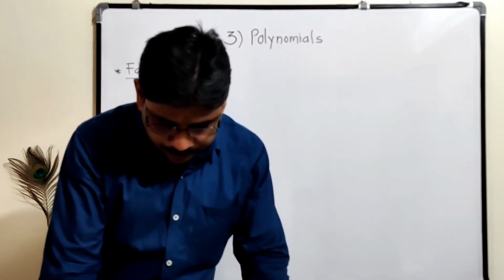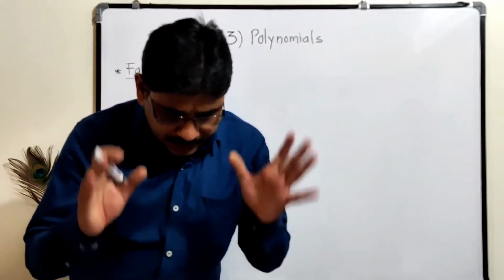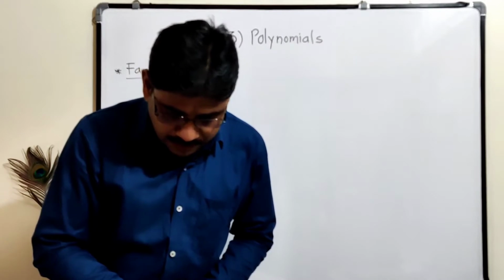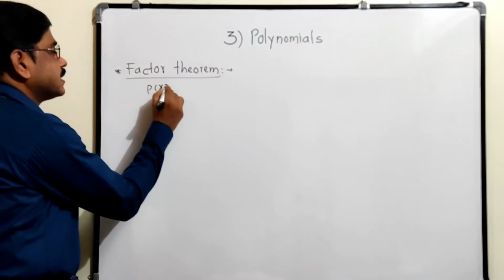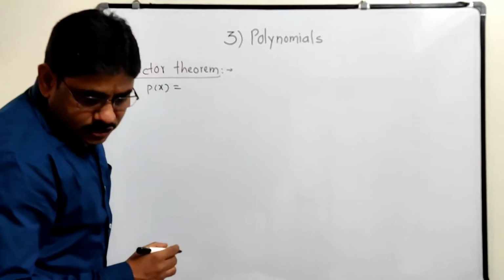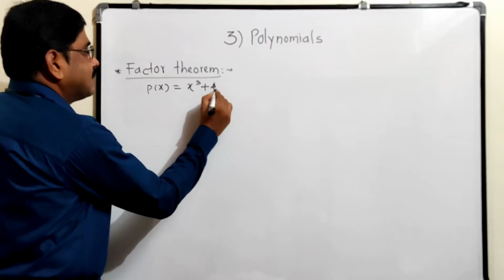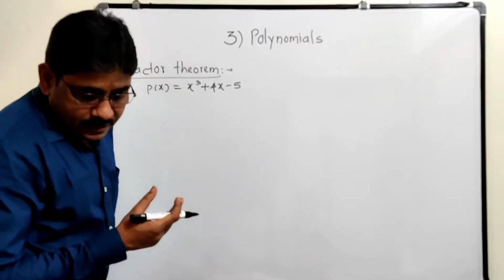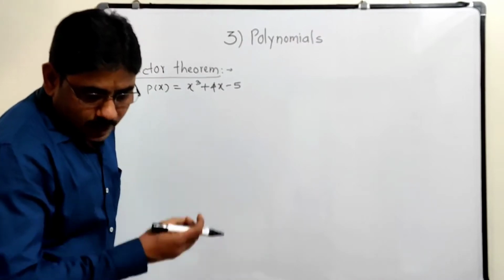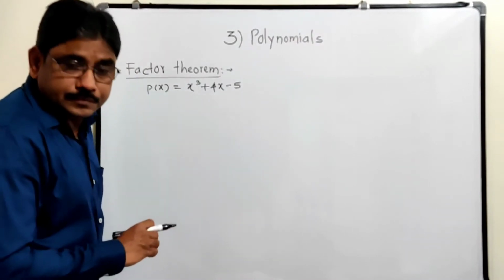So find the value for this one. Suppose p(x) is one of the polynomials. Let us see the example. p(x) is equal to, here p(x) is the given polynomial, x cube plus 4x minus 5. एक example हम लोग लेते हैं, clear हो जाएगा factor theorem. अभी मुझे क्या करना है कि x minus 1 इसका factor है या नहीं, ये मुझे check करना है.